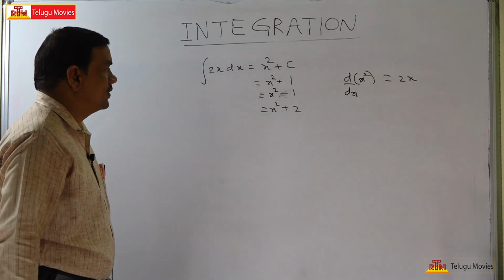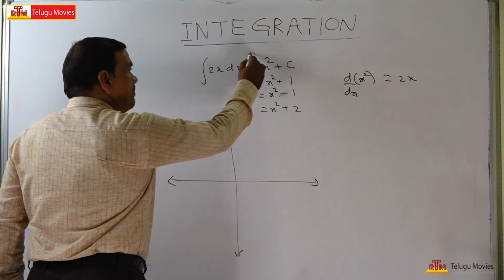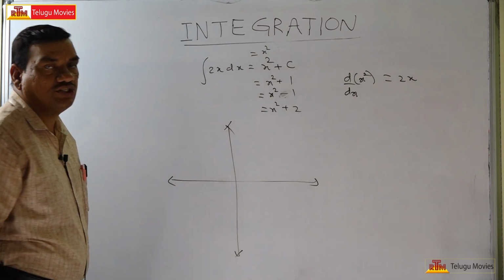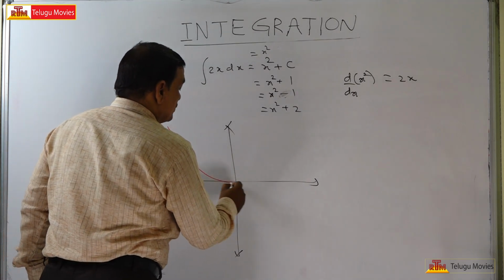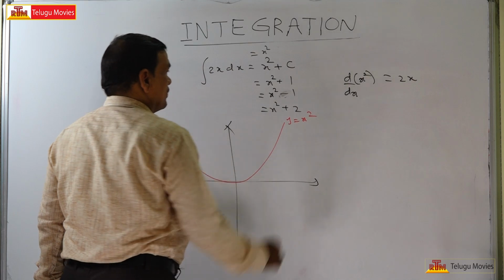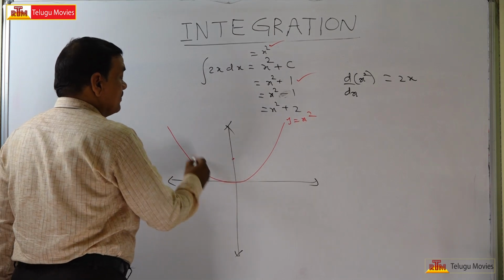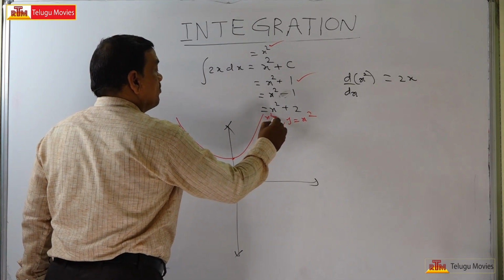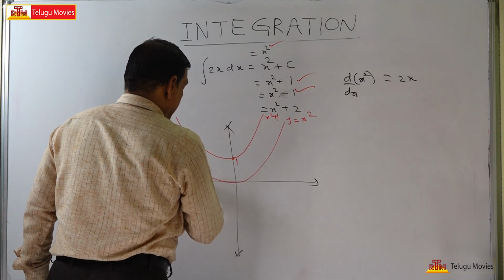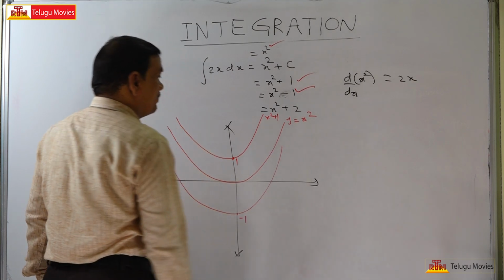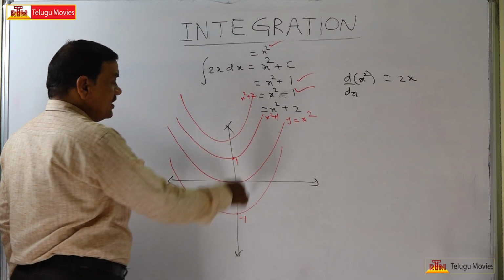Now, what is the meaning of this? Let us draw the diagram. This is x square, where the constant of integration is 0. Y is equal to x square. This is the graph of y is equal to x square. Next one, x square plus 1. This is 1. Next one, x square minus 1. So this is minus 1. x square plus 2. Now what are you getting?